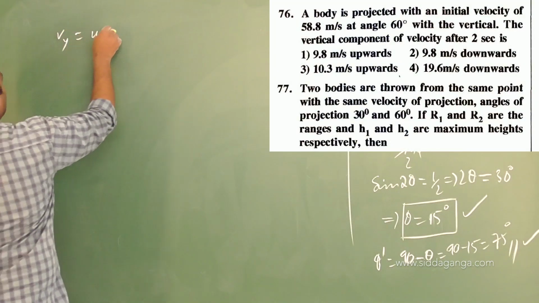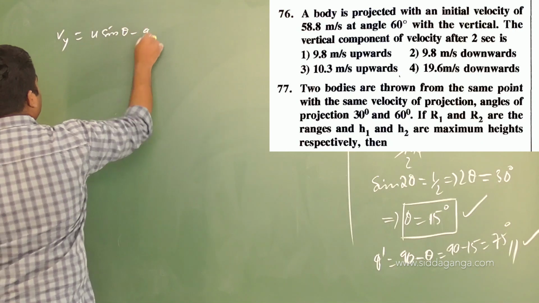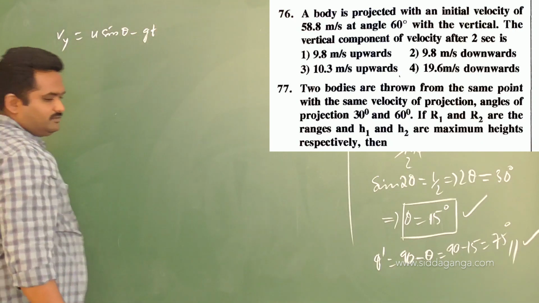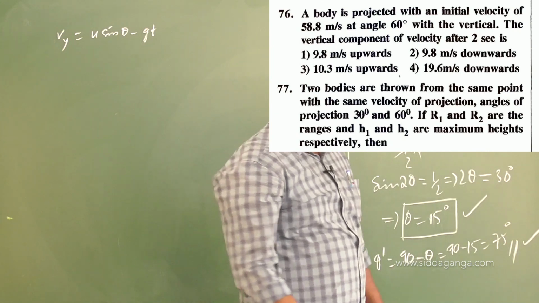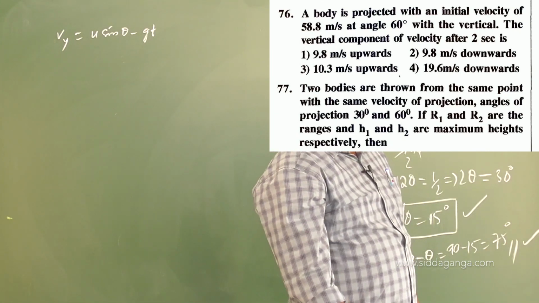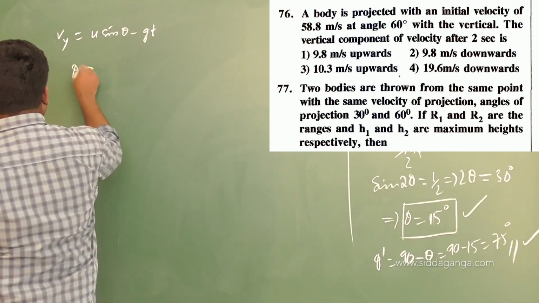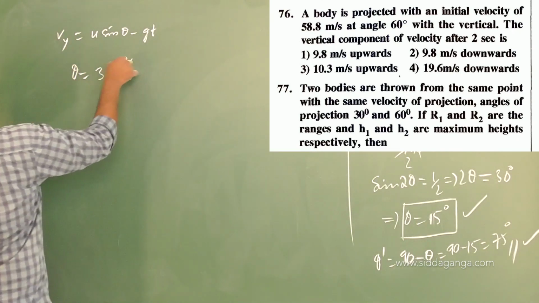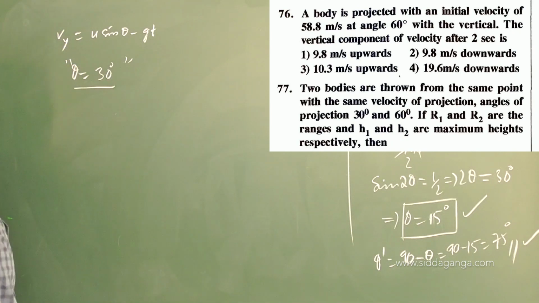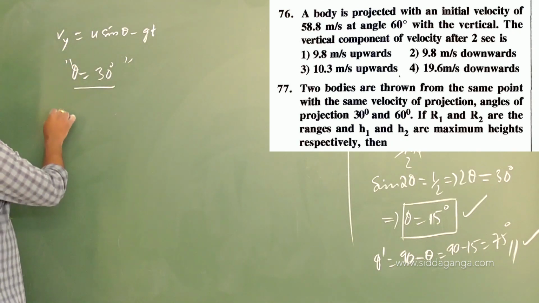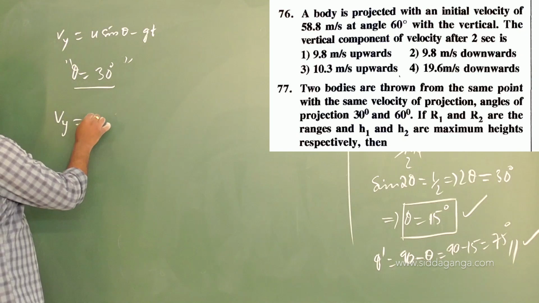Vy equals u sin theta minus gt. But here what are they given? Initial velocity and 60 degrees with the vertical. Keep this point in mind: with horizontal, how much should it be? 30. This is very important, this is crucial. For that only they have given this problem. Vertical component u how much?